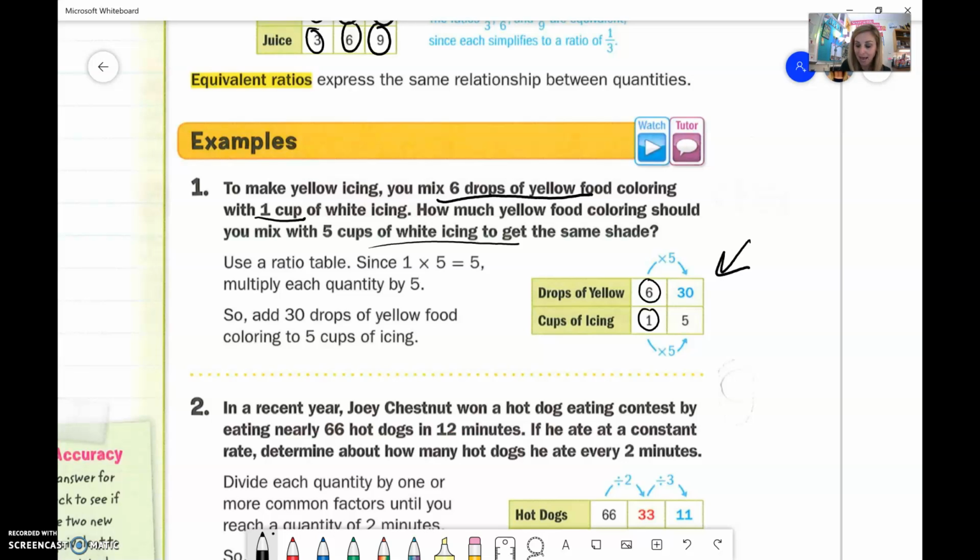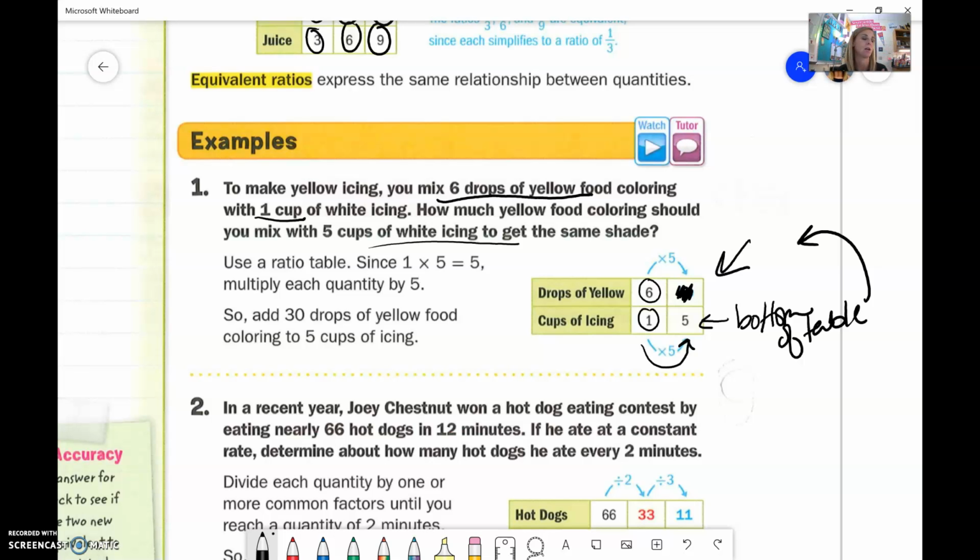And they say, what's going to happen if you have 5 cups of icing? So notice that they have put that there, which means this would have been empty because we didn't know that answer right away. So we have to figure out how I get from 1 to 5 by multiplying or dividing. Those are the 2 operations we're going to use. To get from 1 to 5, we multiply by 5. Whatever I do to the bottom of the table, I must do to the top of the table, and vice versa. Whatever I do to the top, I have to do to the bottom.